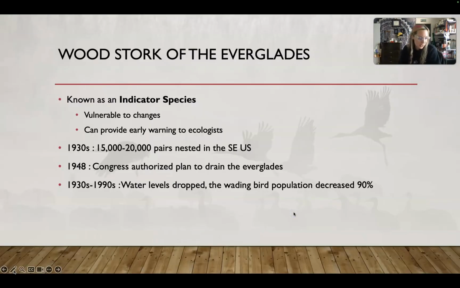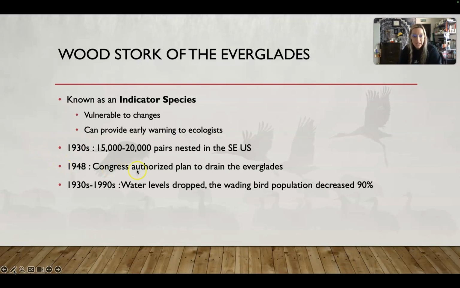So your book focuses on a specific species of animal in the Everglades, and that is the wood stork. These are an animal known as an indicator species, which means that they are very vulnerable to changes, but they can also help provide early warning signs to ecologists when we're looking at various ecosystems. So, a timeline of what scientists observed with this species: in the 1930s, there were around 15,000 to 20,000 pairs of wood storks in the southeastern United States.